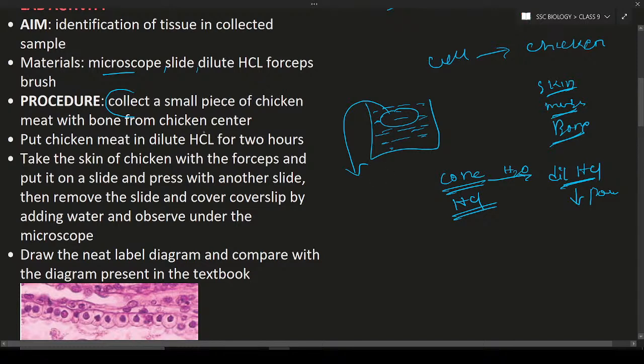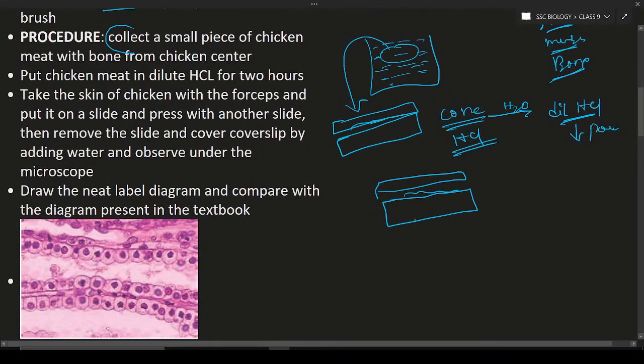Here you have to take a small piece of skin and keep it on the microscope slide. Press it with another slide, so the tissue is kept between the two slides and pressed. If you press in this way, the tissue becomes flattened, very flat.